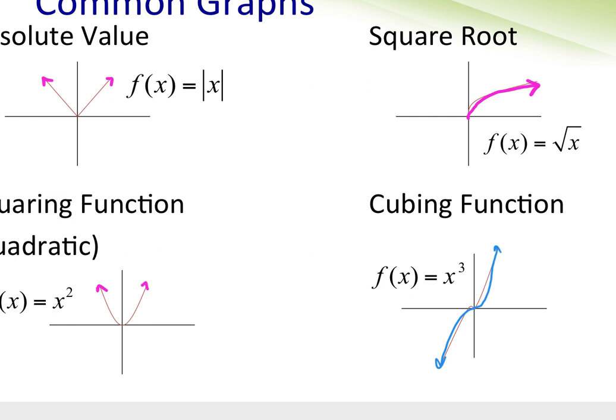So let's say I asked you to give me domain and range for these. Let's start with the absolute value. What would domain be? All real numbers, negative infinity to positive infinity. What would range be? Good, 0 to infinity, and the 0 gets the bracket, right? Because it's a solid dot.